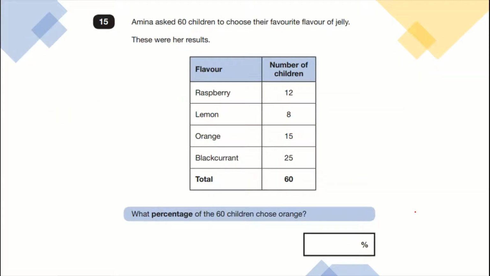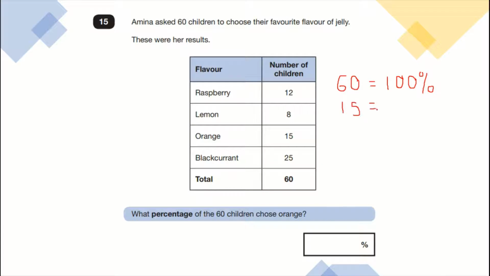Question 15. Amina asked 60 children to choose their favourite flavour of jelly. These were her results. What percentage of the 60 children chose orange? The total number of children is 60. So 60 children would equal 100%. Now we are asked to find the percentage of children that chose orange. 15 children chose orange.